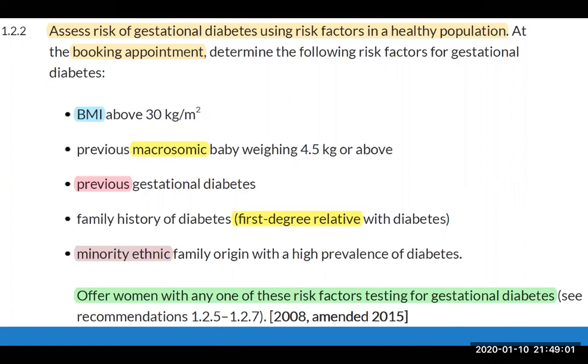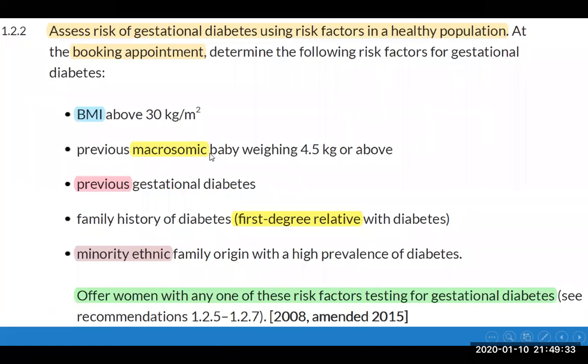In every exam, there is a question like this: how to assess the risk of gestational diabetes? For everyone, the risk of gestational diabetes must be assessed at the booking appointment. Risk factors: body mass index more than 30 kilogram per square meter. Body mass index, not age, because some questions ask about age. Age is not a risk factor for development of gestational diabetes in the NICE guideline.